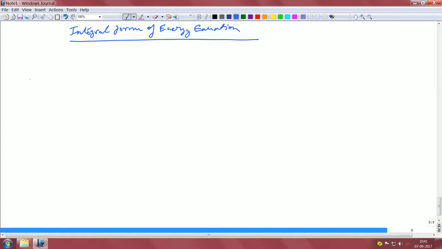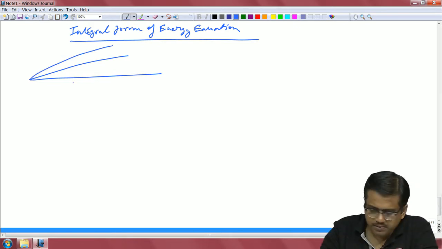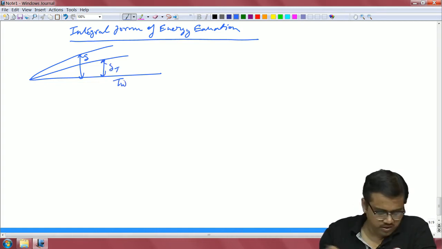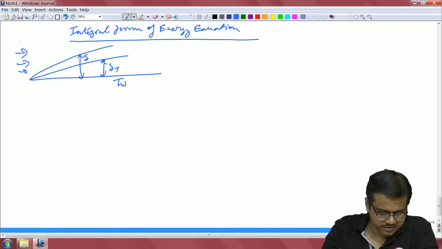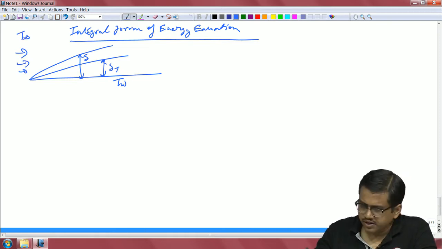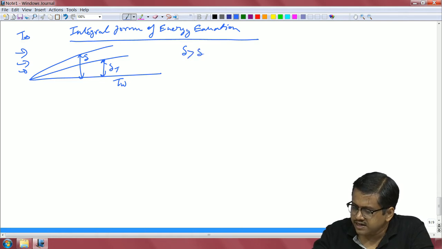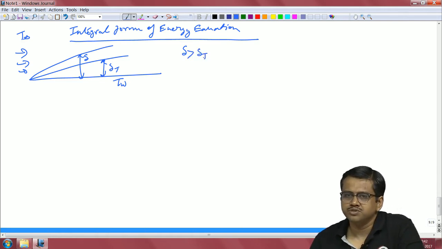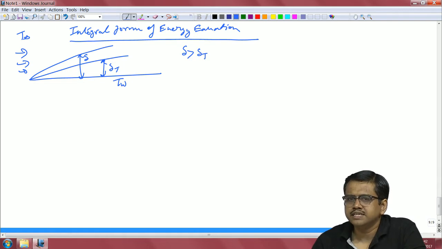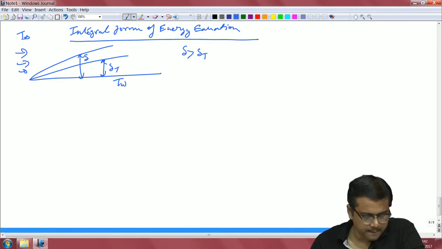Okay. So, once again, as we know, there are two profiles. We are assuming that this is delta, this is delta t, and the wall is T wall. This is T infinity. Our basic assumption is that delta is greater than delta t, which is usually the case. Except in liquid metals and other things, the common type of fluids will follow this kind of a profile. So, delta is greater than delta t.